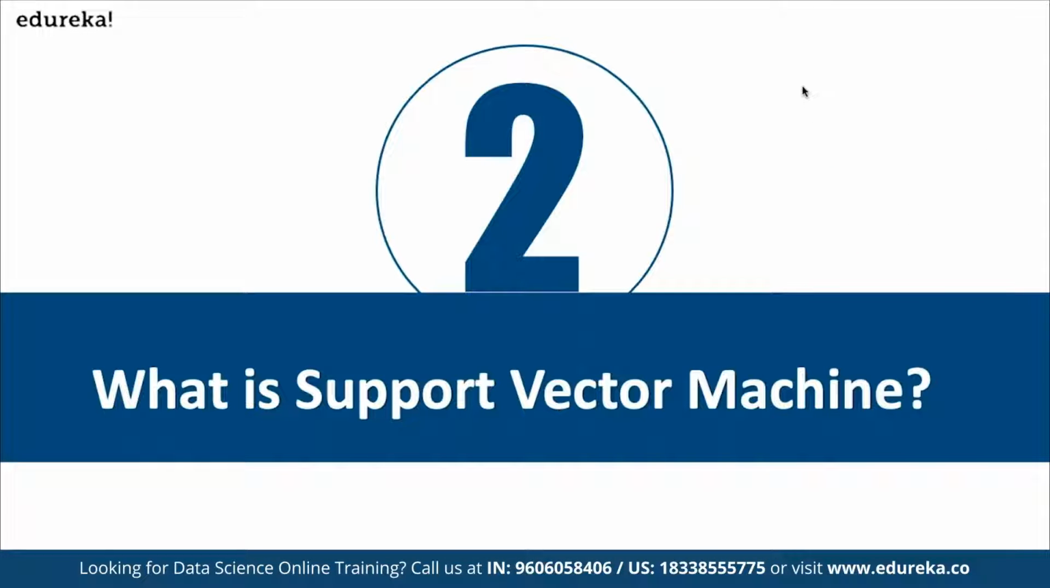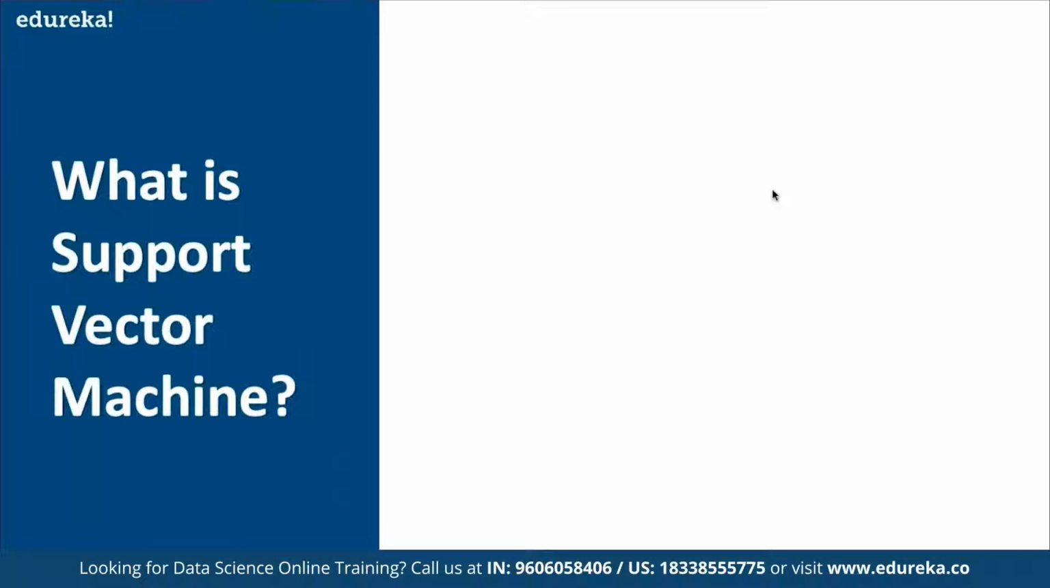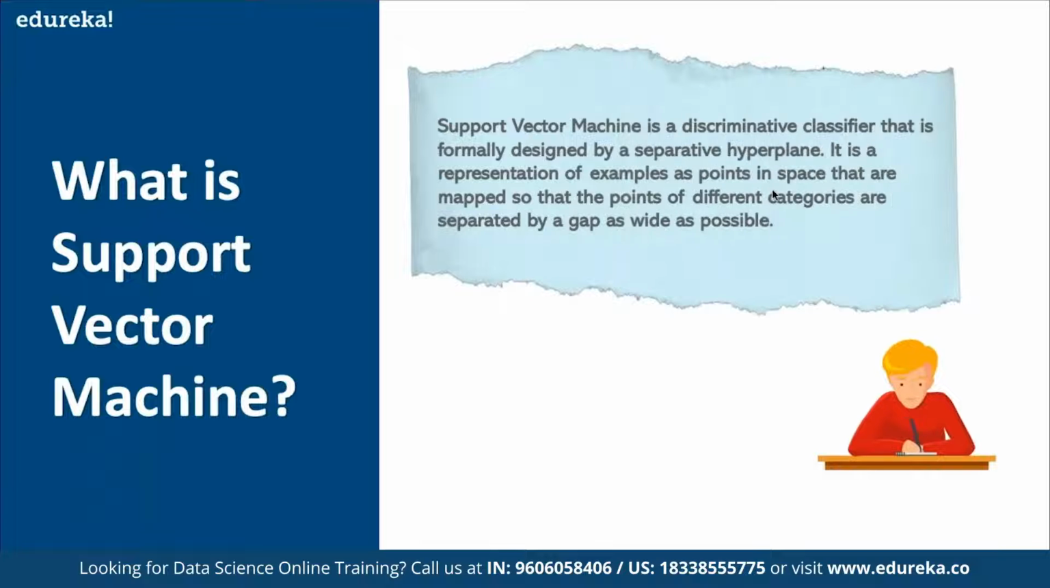All right, so next we are going to discuss what exactly we mean by support vector machine. A support vector machine was first introduced in the 1960s and later improved in the 1990s as well. It is a supervised learning classification algorithm that has become extremely popular nowadays because of its efficient results, especially for complicated scenarios.